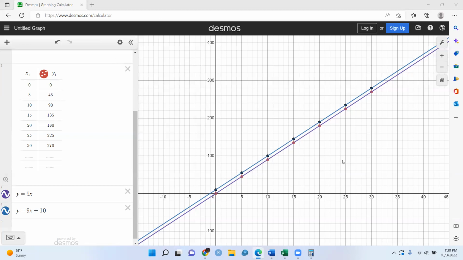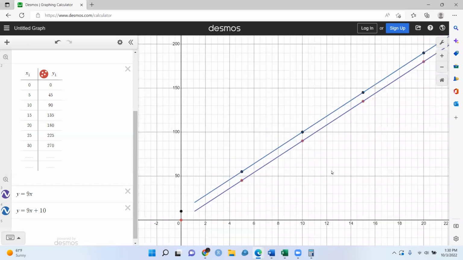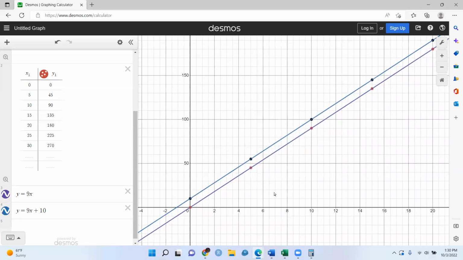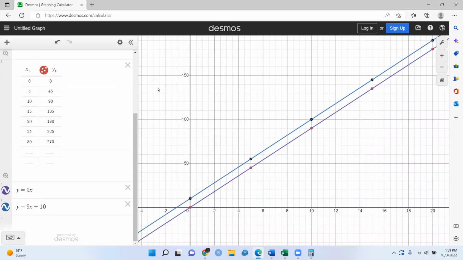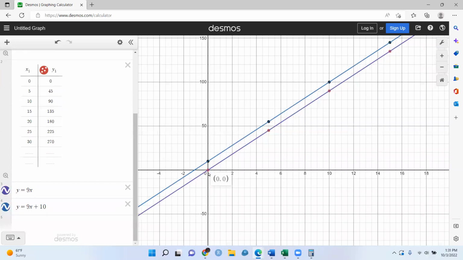Okay. Notice that all we've done is shifted the original line up 10 units, right? $10. Not a super big change, but also notice that it messed with our y-intercept, but it didn't mess with our slope at all.